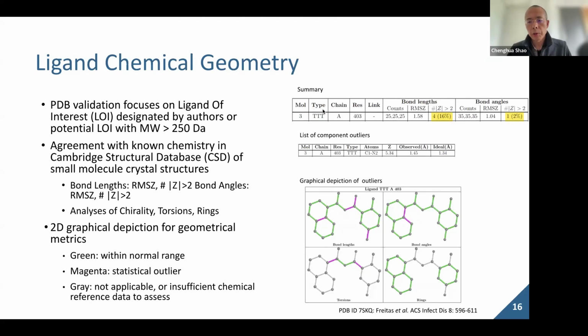And there is a summary for each ligand, indicating the average RMSZ for all the bonds and angles in this ligand. And there is also a list of the components that are outliers. In this case, this bond is greater than it should be. Further, the report depicts the geometry evaluation assessment in a 2D graph with different colors. For example, for bond length, the green color indicates those bonds within normal range, and the magenta indicates those outliers. And the gray color means that either the validation on this component is not applicable or there are insufficient chemical references.